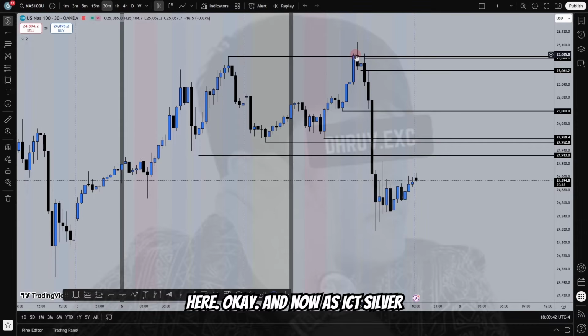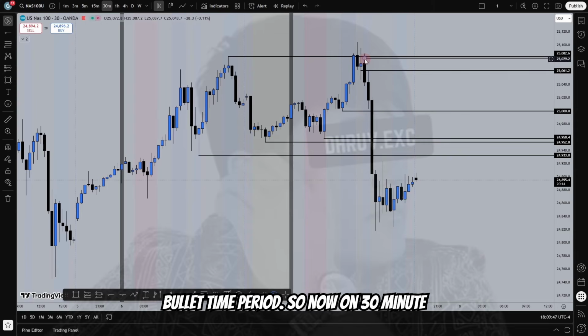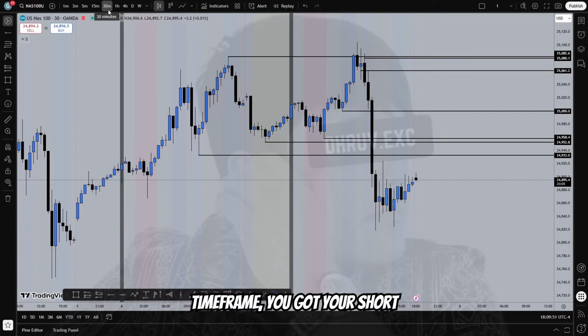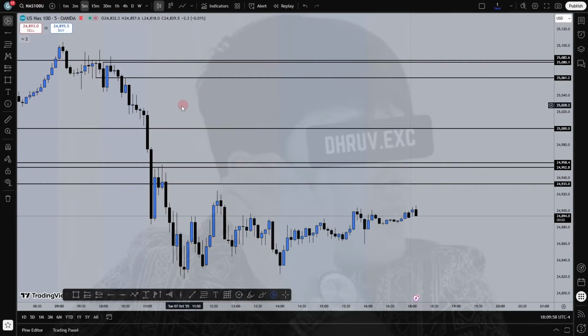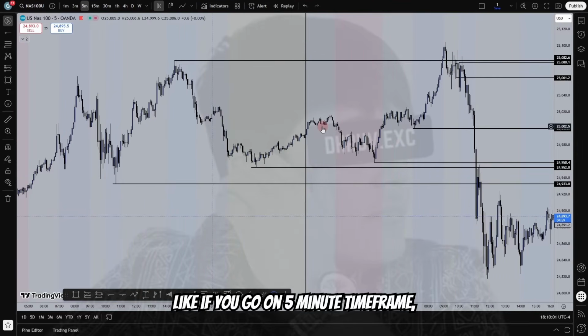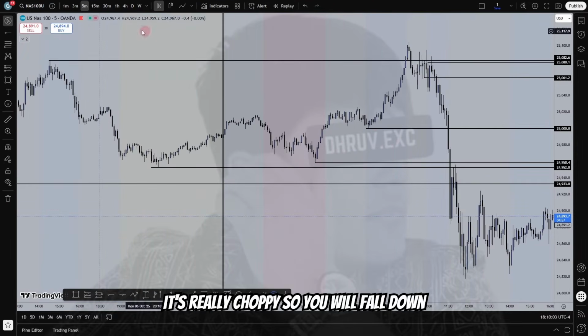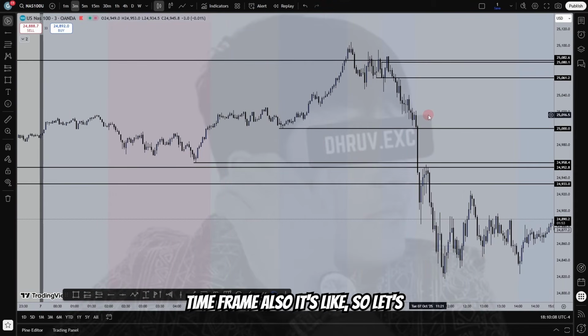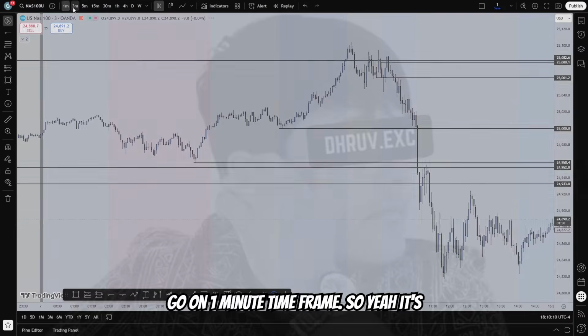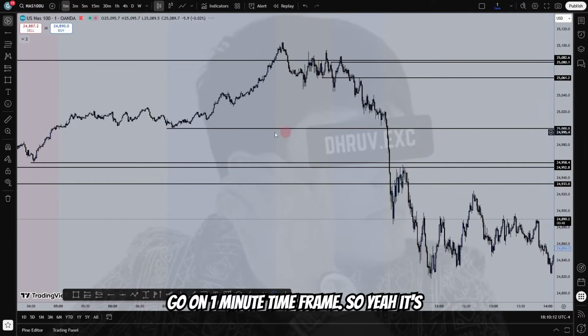And now as ICT silver bullet, you have not to trade the whole day, you have to wait for your ICT silver bullet time period. So now on the 30-minute time frame, you got your short-term trend, and you know where the market will go in the short term. Now let's go into smaller time frames. If you go on the 5-minute time frame, it's really choppy, so you will fall down to the 3-minute time frame. The 3-minute is also choppy, so let's go on the 1-minute time frame. So yeah, it's clear over here.